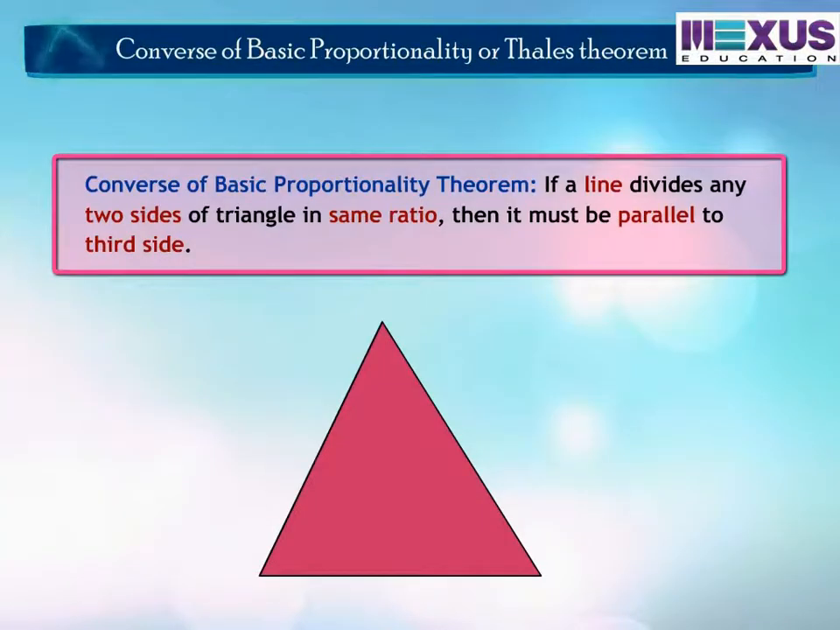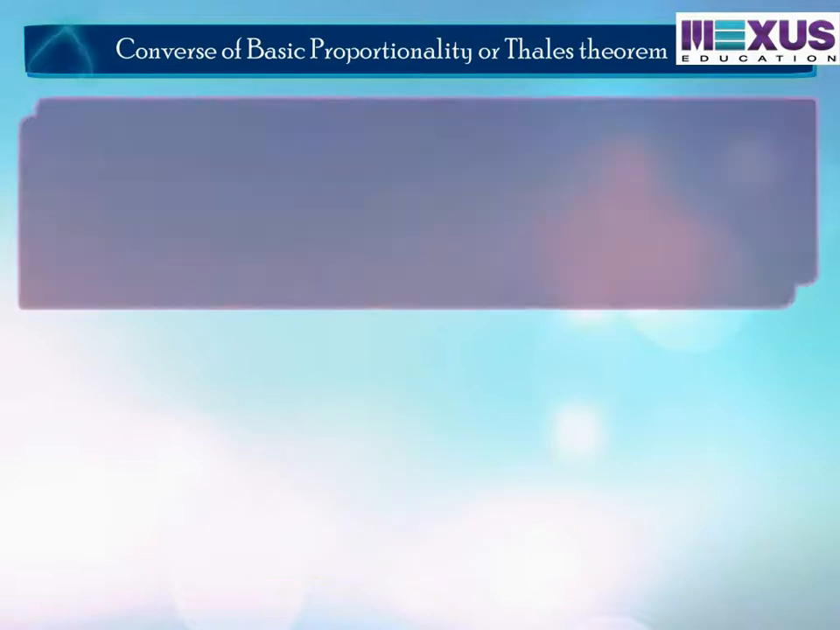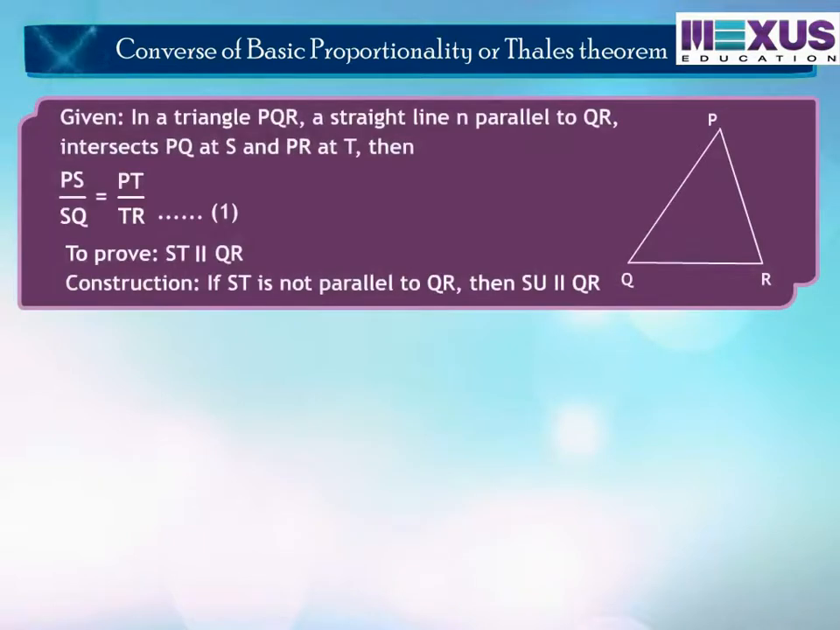Now let's see the converse of Basic Proportionality Theorem, which states that if a line divides any two sides of a triangle in same ratio, then it must be parallel to the third side. Let us prove this statement. Given in a triangle PQR, a straight line N intersects PQ at S and PR at T, then PS by SQ equals PT by TR. Say it as 1. To prove ST parallel to QR.